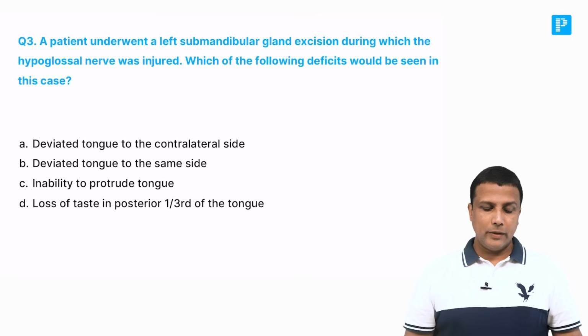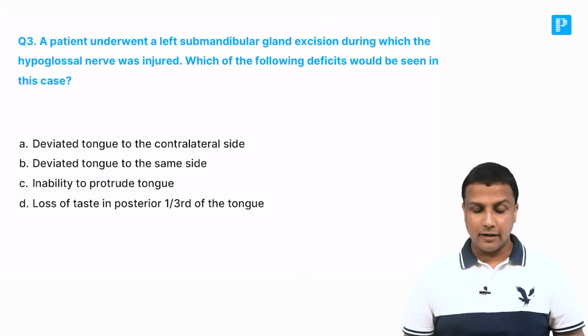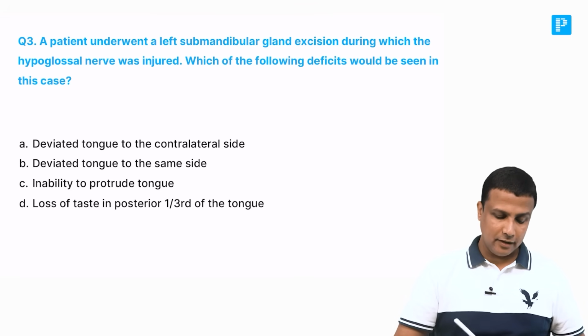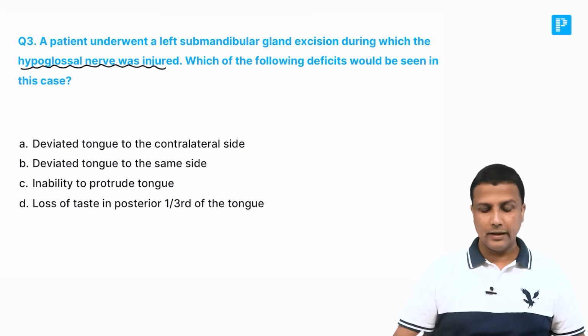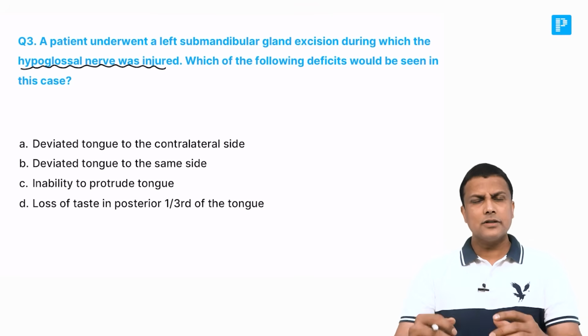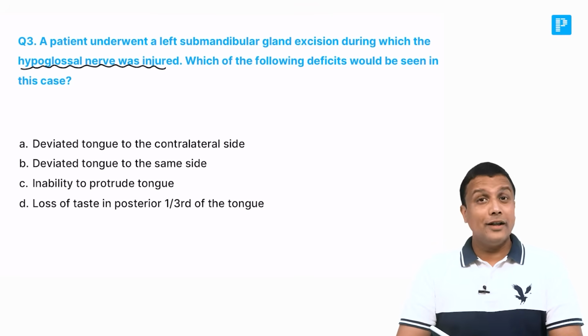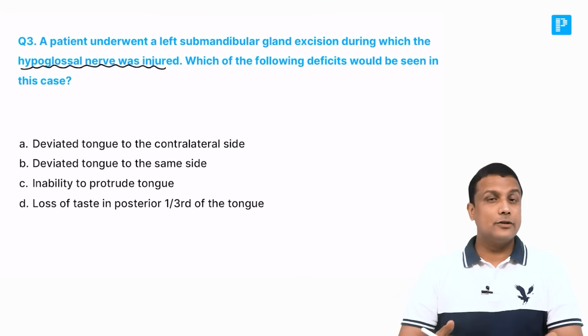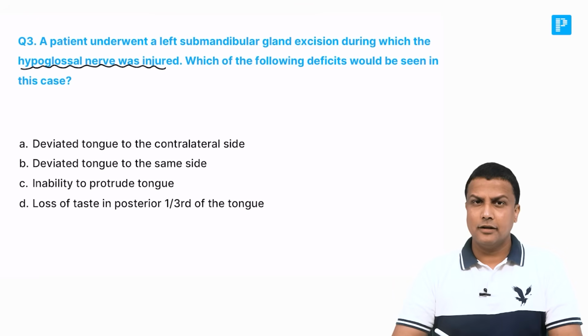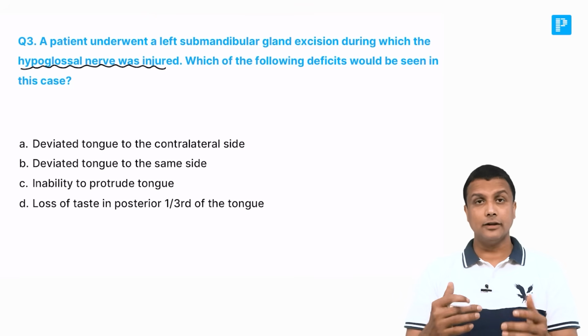A patient underwent a left submandibular gland excision during which the hypoglossal nerve has been injured. So the 12th cranial nerve is injured. Which of the following deficits would be seen in this case? First, let us try to recall the 12th cranial nerve, hypoglossal nerve. It is the one which supplies all the muscles of the tongue except palatoglossus. And palatoglossus is the one which is supplied by the vago-accessory complex. That is what is a normal thing that we have learned.